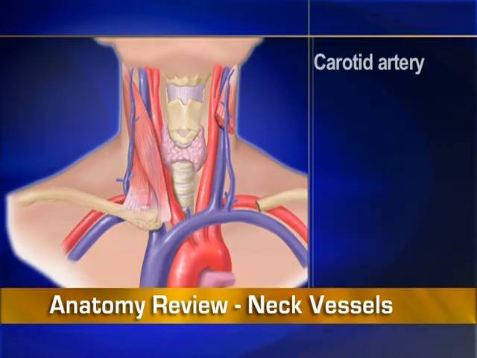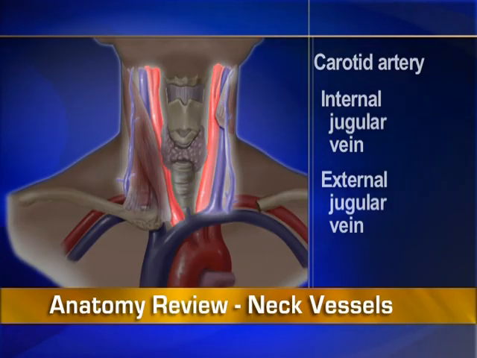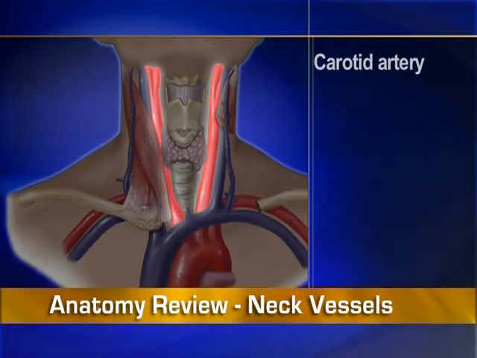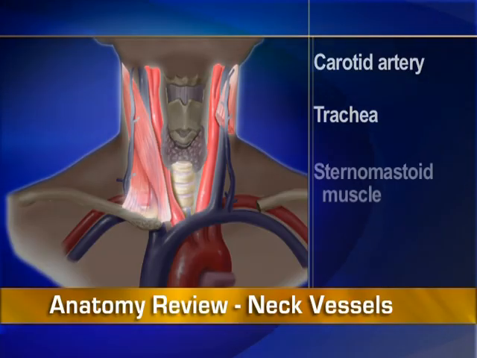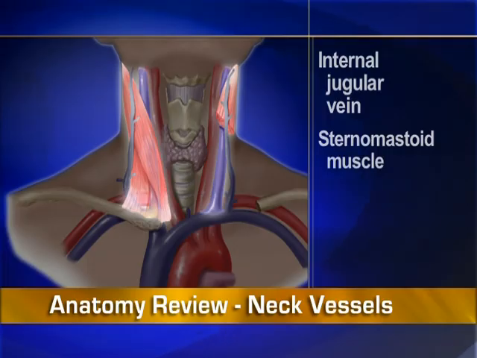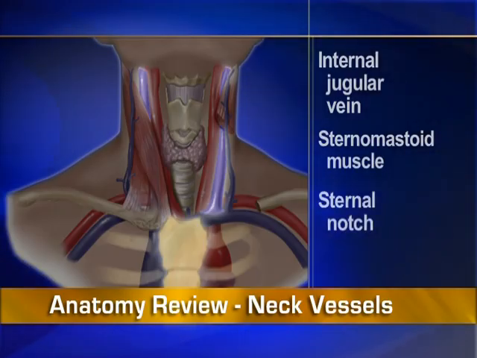Before examining the heart and neck vessels, consider their anatomy. For example, visualize the major neck vessels, the carotid artery, internal jugular vein, and external jugular vein. The carotid artery lies in the groove between the trachea and sternomastoid muscle. The internal jugular vein lies deep and medial to the sternomastoid muscle. Although the vessel may not be visible, its diffuse pulsations may be seen in the sternal notch in a supine person.